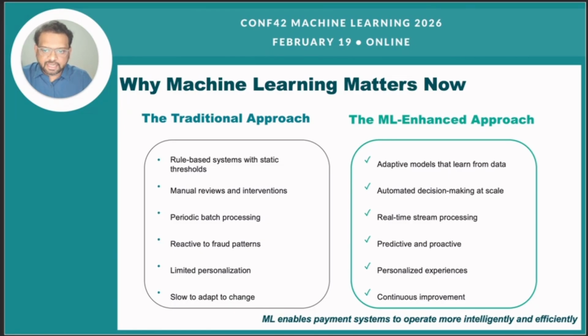The systems are predictive and proactive, identifying potential issues as they occur, and personalization becomes possible. Each transaction is evaluated in its own unique context. Who's the user? What is their history? What's the norm for them? And the system continuously improves itself, learning from every transaction outcome. This is the fundamental shift that machine learning enables in the current payment ecosystem.